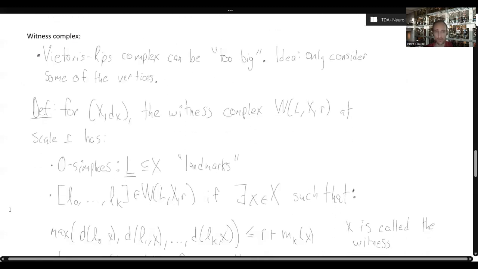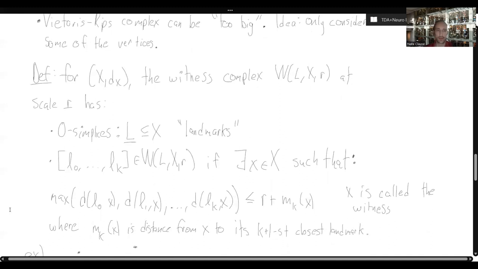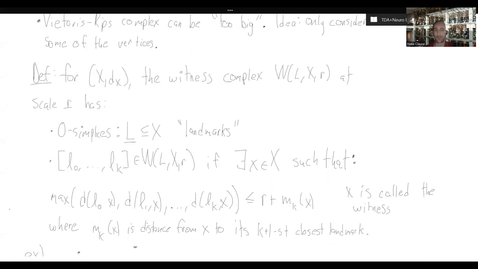So I'll give the definition. For (X, d_X) a metric space, the witness complex, which is denoted W, with three parameters, L, X, and R. So R will be a scale parameter. X is our input point cloud, or metric space. And L is a set of zero simplices, or a set of points, a subset of X. And L is called the landmark set. So L is the collection of zero simplices that we're actually going to build our simplicial complex on top of.